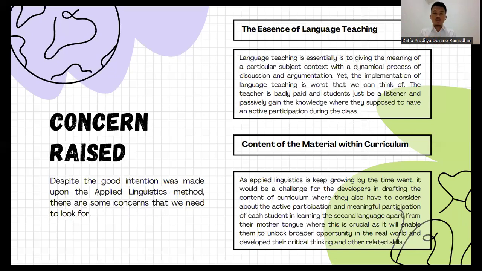And then there are two concerns raised during the development of applied linguistics. The first is the essence of language teaching. Language teaching is essentially giving the meaning of a particular subject context with a dynamic process of discussions and argumentations. Yet, the implementation of language learning is worse than we can think of.